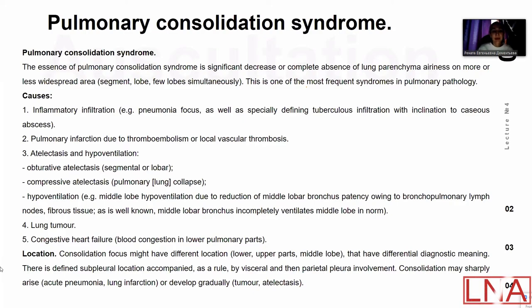Third group, it's atelectasis and hypoventilation: obturative atelectasis of a segment or lobe, compressive atelectasis, pulmonary or lung collapse, exactly pushing out all the mass of lung. Hypoventilation, middle lobe hypoventilation due to reduction of middle lobe bronchus patency owing to bronchopulmonary lymph nodes, fibrosis tissue, as is well known, middle lobe bronchus incompletely ventilates the middle lobe. Next reason, it's lung tumor, different etiology, but a tumor which had a place in the lung, yes, lung tumor of different nature.